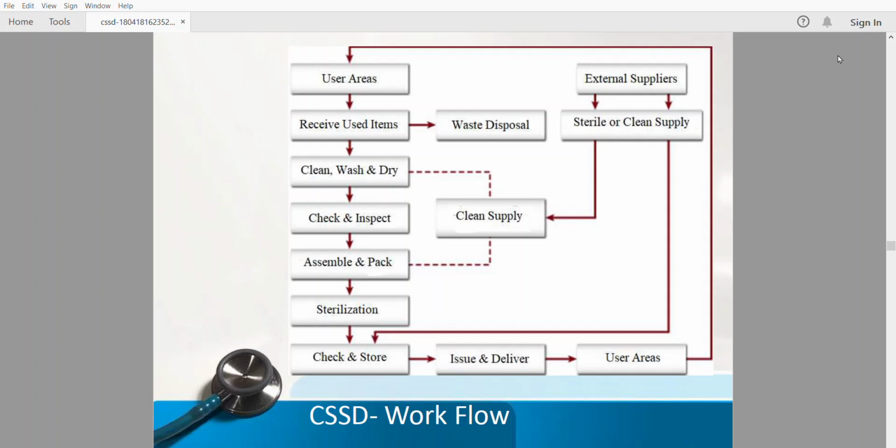So these units basically form a one-way strip, and there are interdependent units coming from outside, such as to the waste disposal and to the issue and delivery to the user areas. Once the user area gets the items, they use them and then return them: receive used items, clean, wash, check, inspect, and the rest of the process follows. So this is a rotating process, and it repeats continuously to maintain the clean, sterile environment of the hospital.